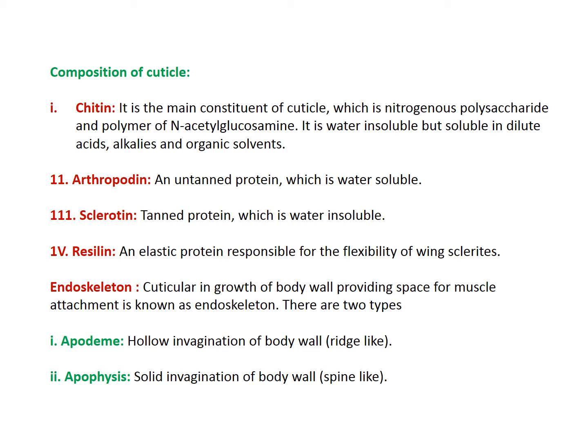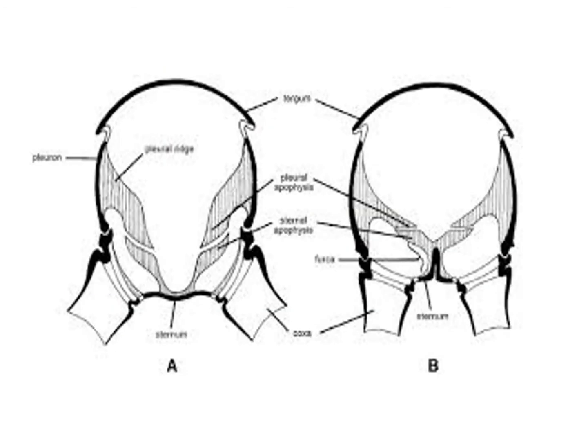Coming to the endoskeleton, cuticular ingrowths of the body wall providing space for muscle attachment are known as the endoskeleton. There are two types of endoskeleton, the apodeme and the apophysis. The apodeme is a hollow invagination of the body wall and will be ridge-like. The apophysis is a solid invagination of the body wall and will be spine-like. These are the two different types of ingrowth of the endoskeleton. We can see the apodeme and the apophysis in this diagram.